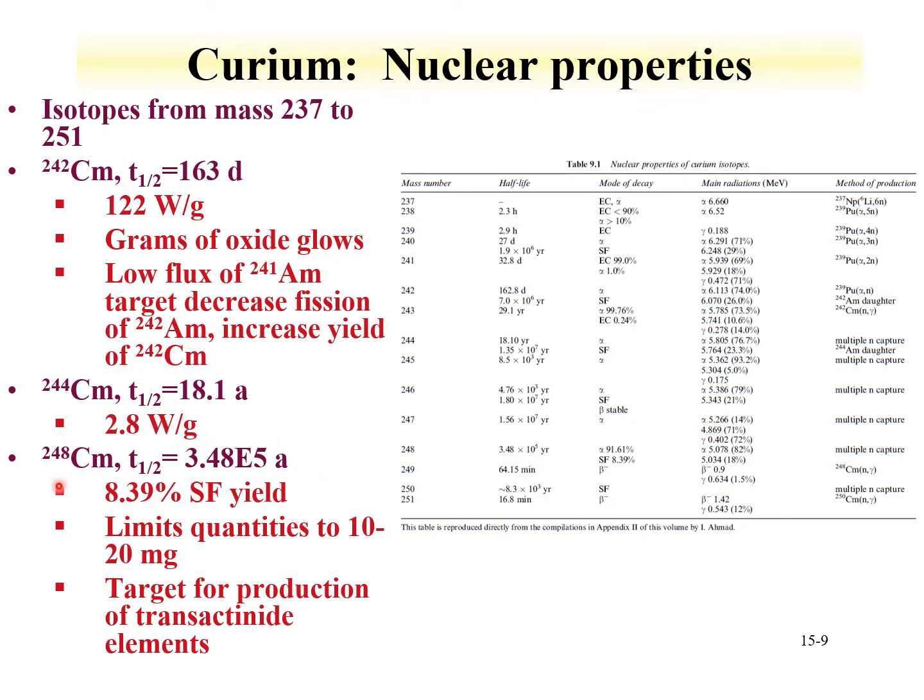Then the longer-lived isotope 248, with a half-life of 3 times 10 to the 5th years, is limited in quantity, on the order of 10 to 20 milligrams, and this is often used for target production for the formation of transuranic elements. And here we see routes for the production of the 242 to the 248, which generally involve multiple neutron capture from lighter targets.